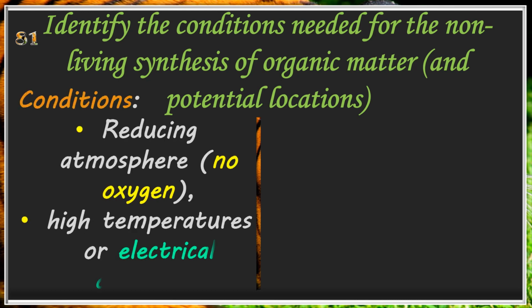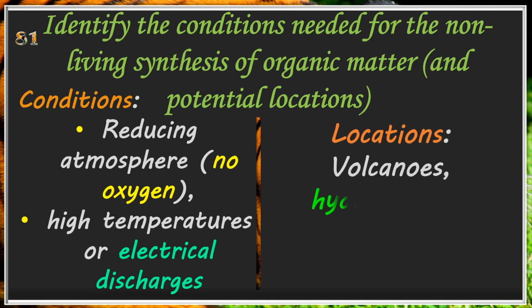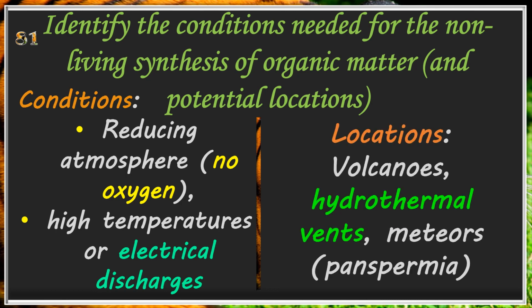Conditions: reducing atmosphere, that is, no oxygen, and high temperatures or electrical discharges. Locations: we have volcanoes, hydrothermal vents, and meteors, or panspermia.